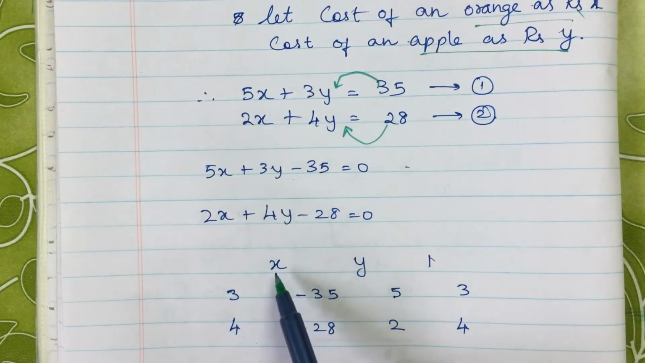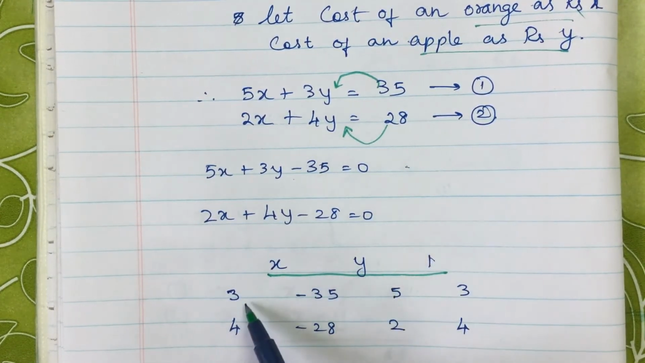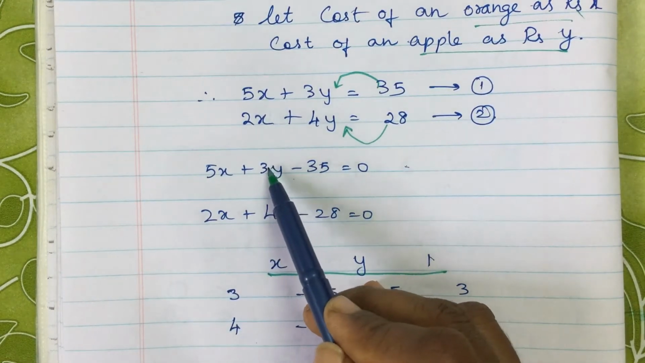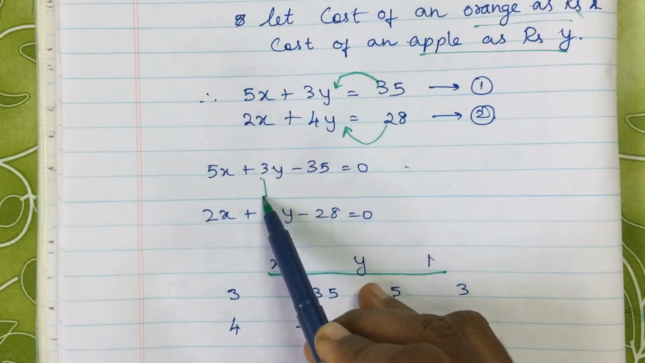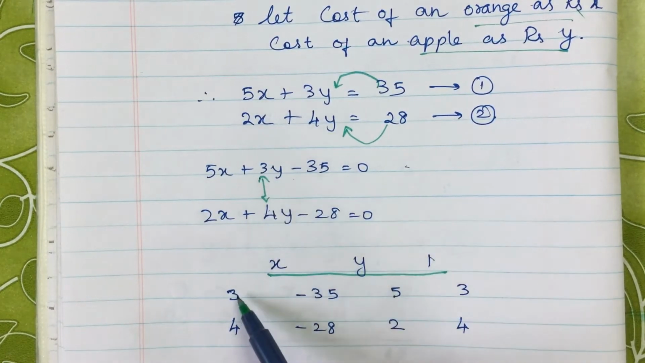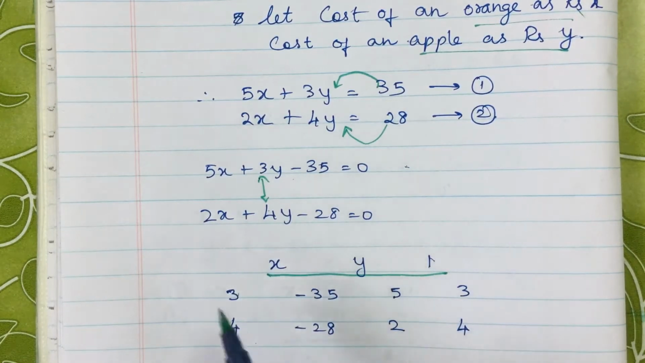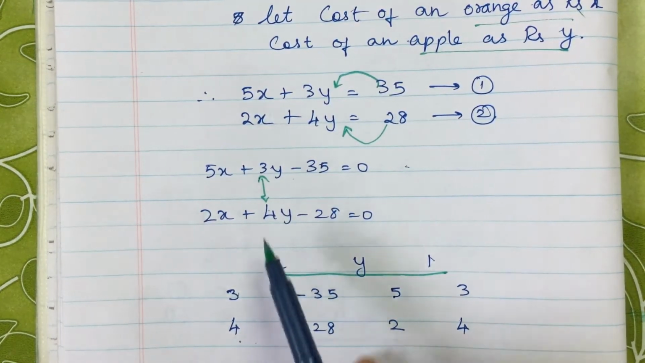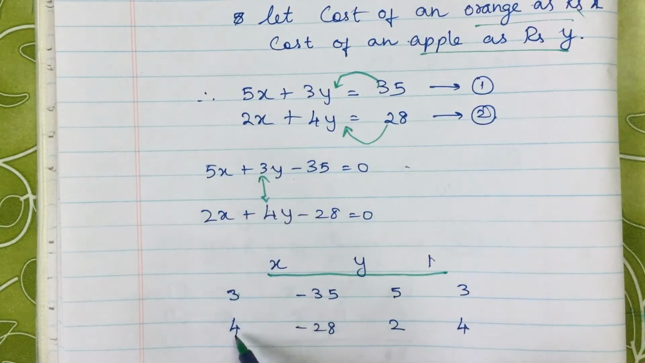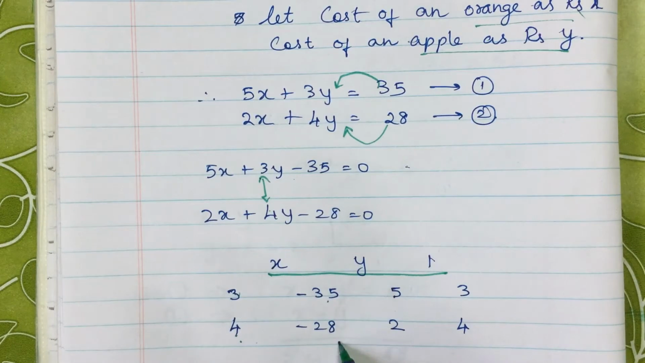So what I have to do, in the top you have to write x, y and 1. Then you have to start with the coefficients of y, right? Here the coefficients of y are 3, 4. So I have written 3, 4 here. X should be in the middle. You have to write in such a way how I have written in this sheet. So first 3 and 4 I have written. Then I should write minus 35 minus 28.